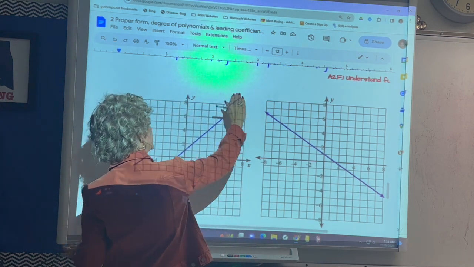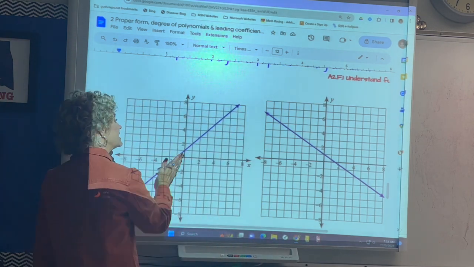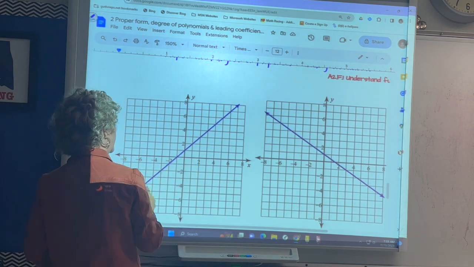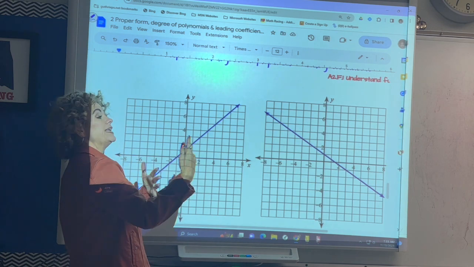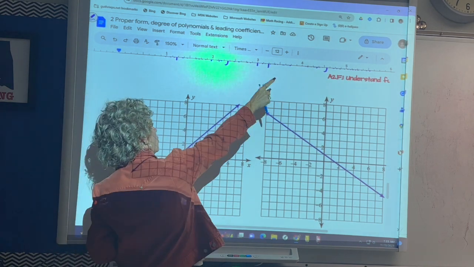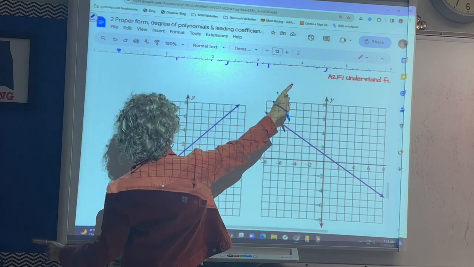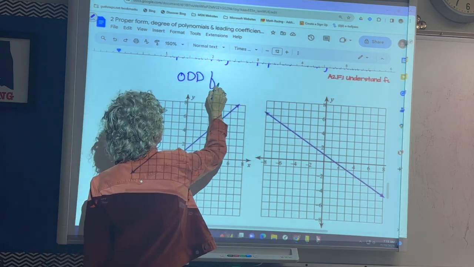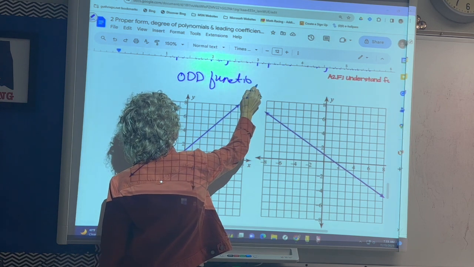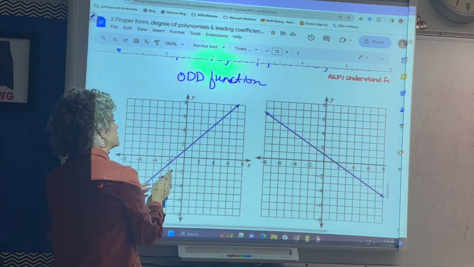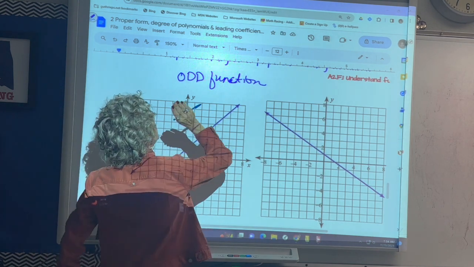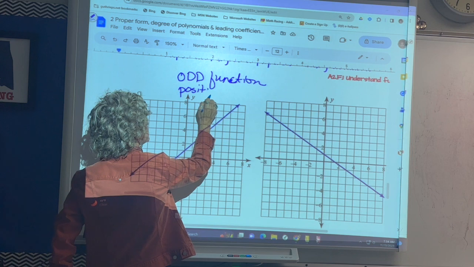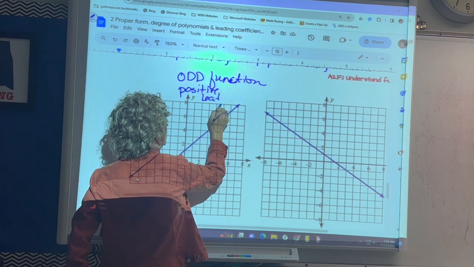Okay, this is linear, okay? We know this has a positive slope. Linear has an exponent of 1, okay? Even if we don't know that, look at the ends. One end's going up, one end's going down, and the ends are going in separate directions. So this is an odd function. Now, because the left is going down and the right is going up, we have a positive leading coefficient.